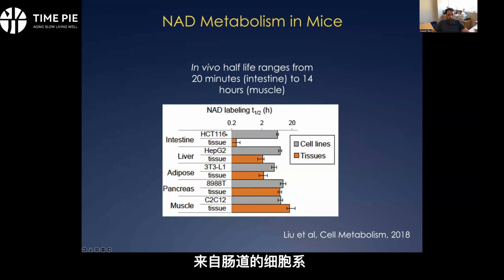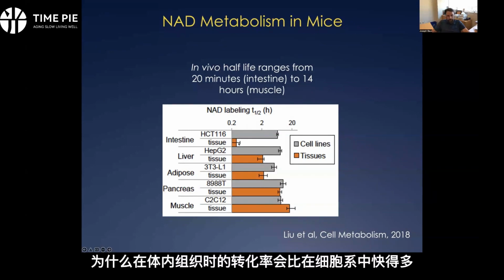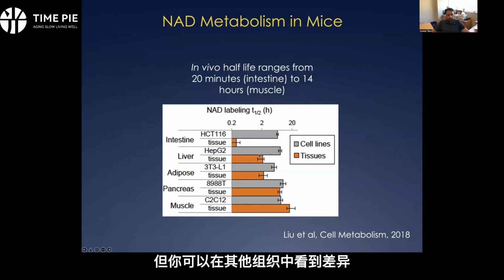So cell lines derived from intestine here in gray, or cell lines derived from anything really, have a turnover half-life of around 6 to 8 hours for NAD. But if you look in vivo at the intestine, the half-life is about 20 minutes. So much, much faster. And we don't really still know why. The turnover in vivo is so much faster than in the cell lines, but you can see discrepancies in other tissues, and in particular muscle. The half-life speeds up in cultured cells, but it's actually about 14 hours in vivo, so very slow turnover of the muscle NAD pool.